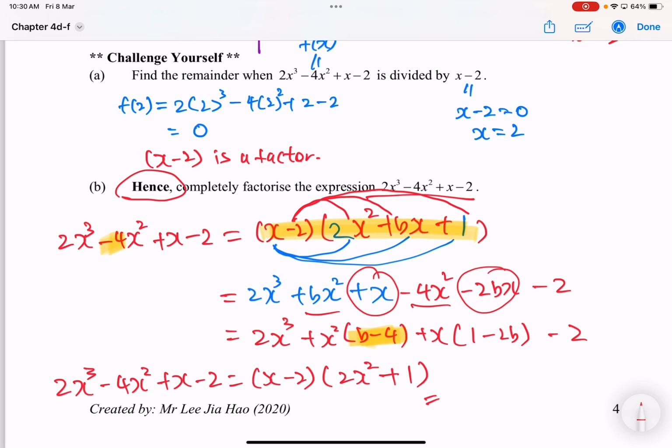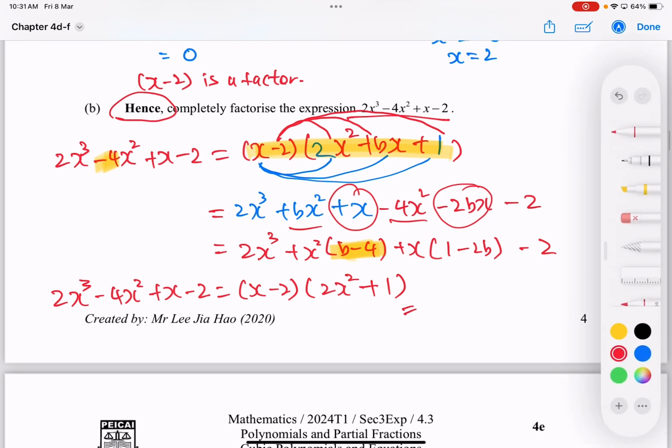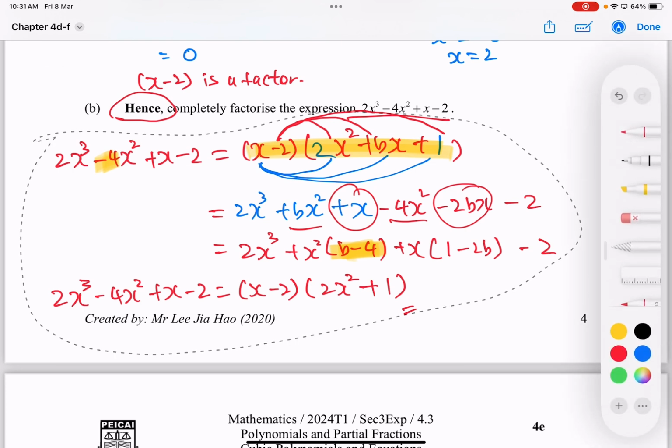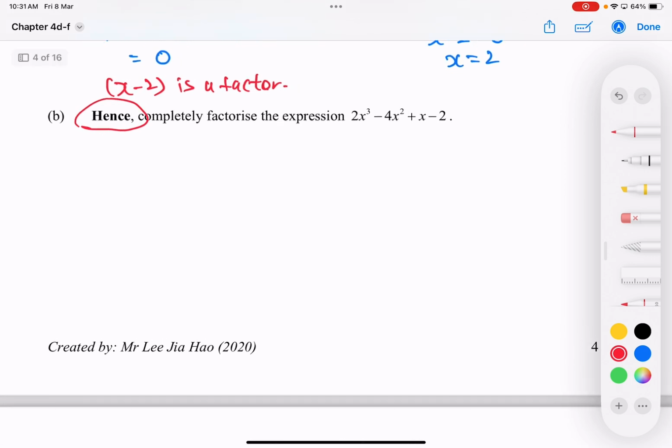Any questions regarding this one? No? Okay, if not, you can try doing this by long division. I've asked Miss Ang, she says it should be okay. But I don't know whether the O-level markers will accept it. But long division is definitely way simpler, alright?